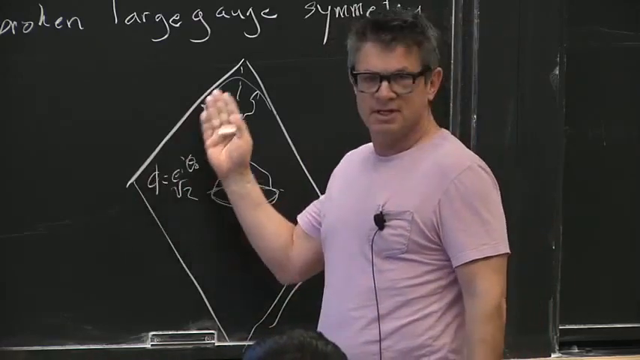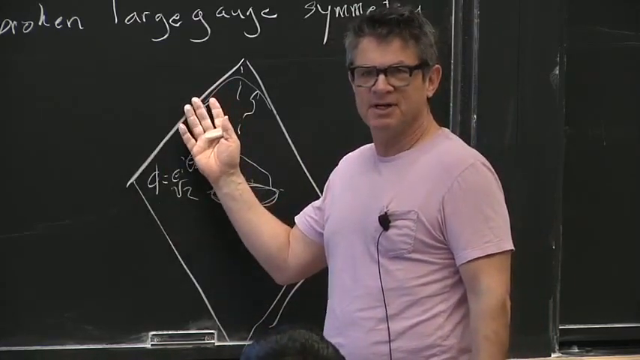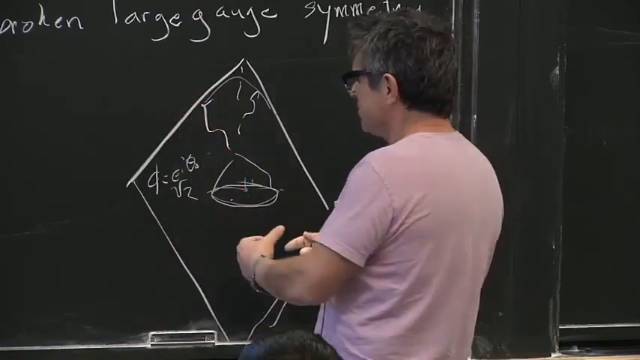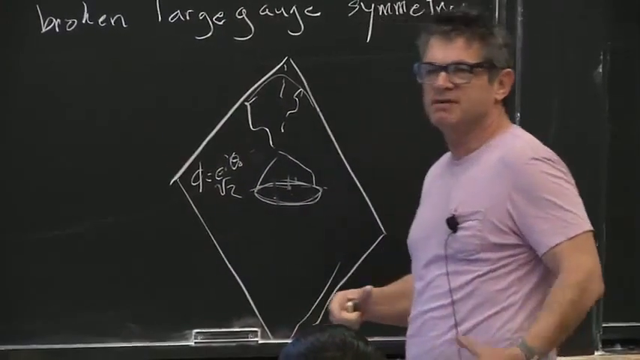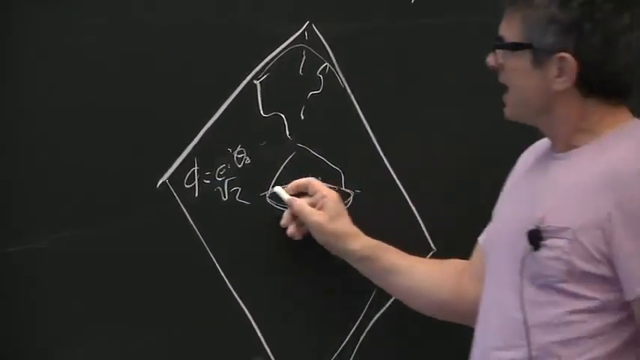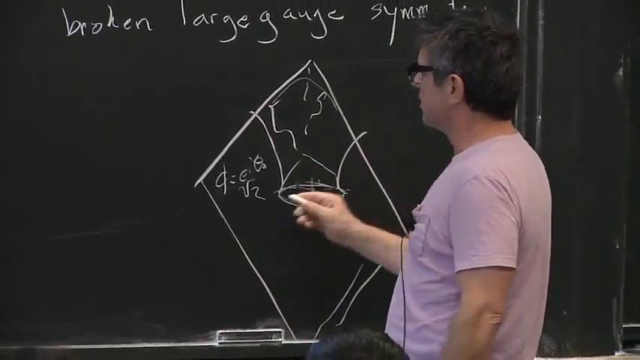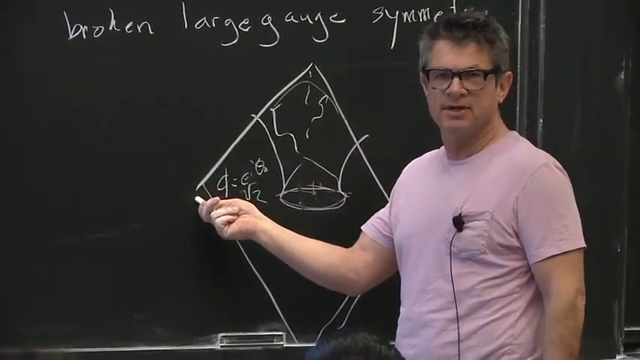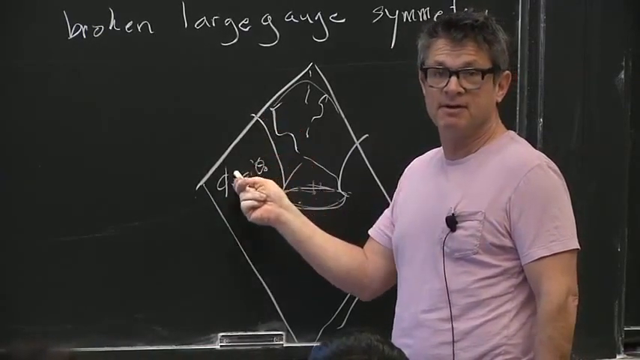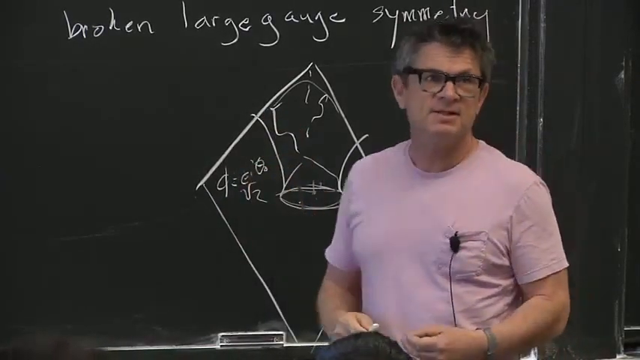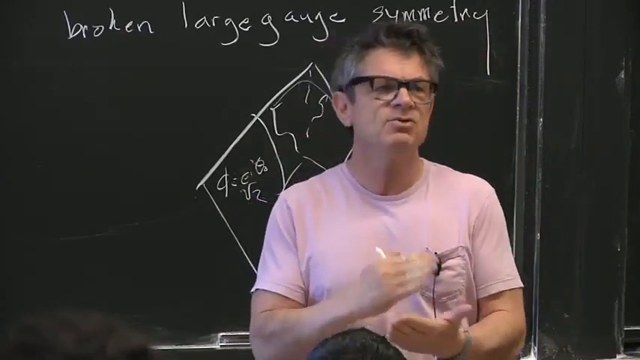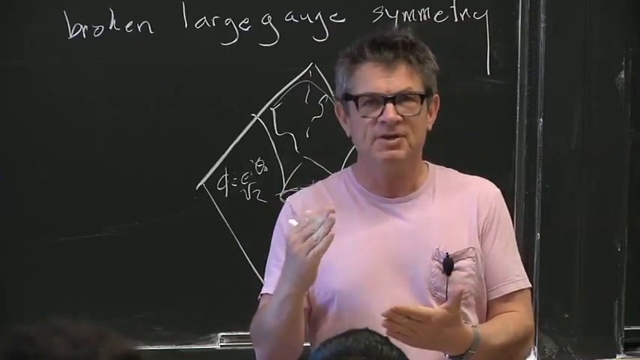But at the end of the day, you can't change the asymptotic behavior of phi. And you can show that there's no finite energy configuration in which you have some sort of transition at null infinity, where at the beginning of null infinity you're in one vacuum, and at the end of null infinity you're in the other vacuum. Another way of saying this is that there's no finite energy operators in the theory that take you from one vacuum to the other vacuum.